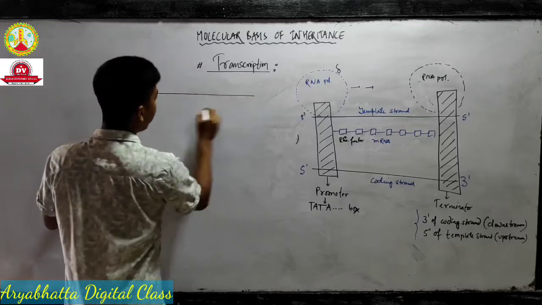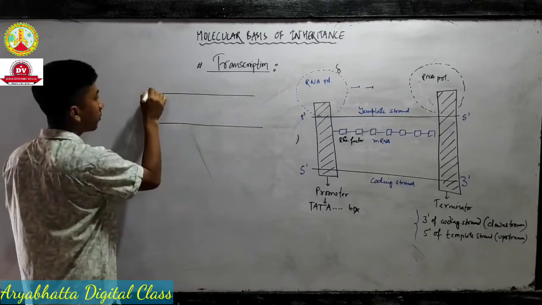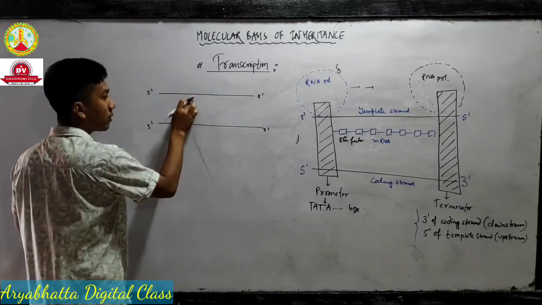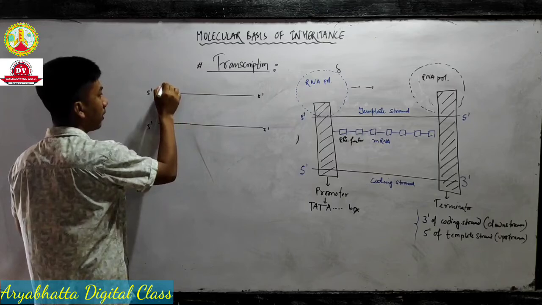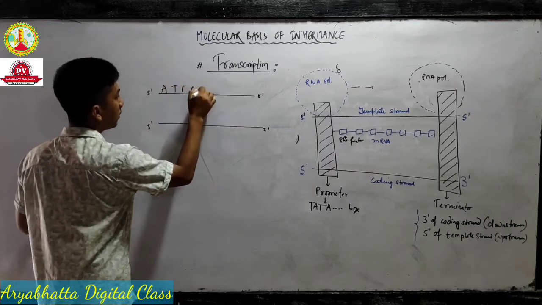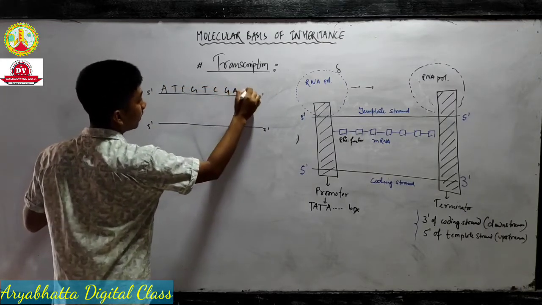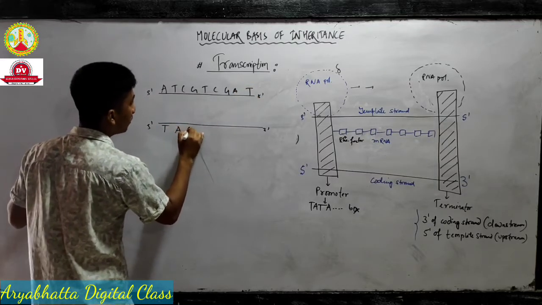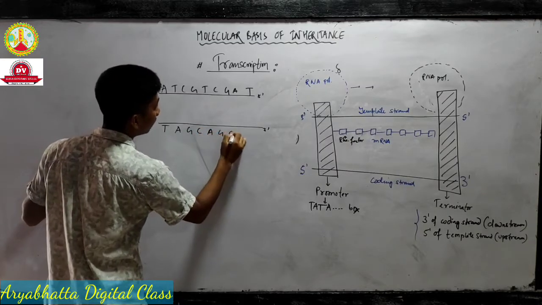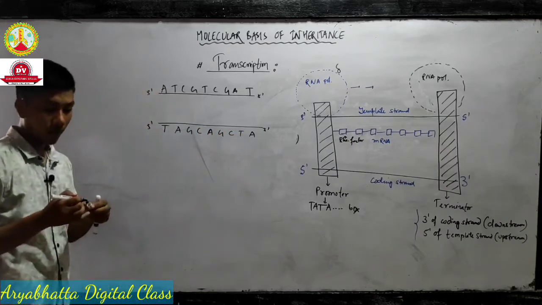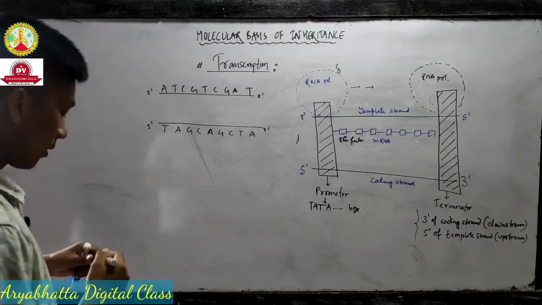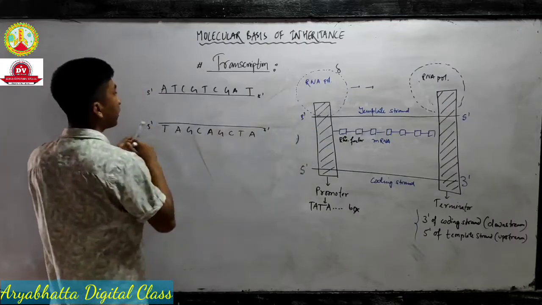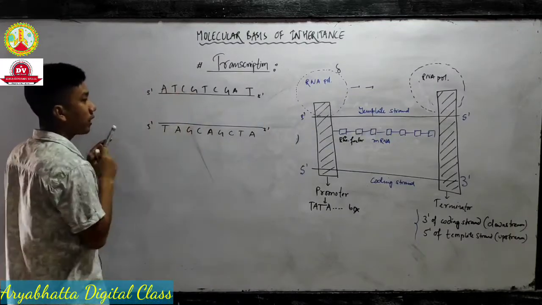Okay, so let me show you the rough diagram again. This is 3 prime, 5 prime, and 5 prime, 3 prime. This is our template strand. This is our coding strand. Here we have, suppose, A, T, C, G, T, C, G, A, T. Next to it, the DNA strand A, T, A, G, C, A, G, C, T, A. So we have a genetic code, nitrogenous bases. When the mRNA forms, try to relate this diagram with this. Enzymes are there, terminator and promoter are there.